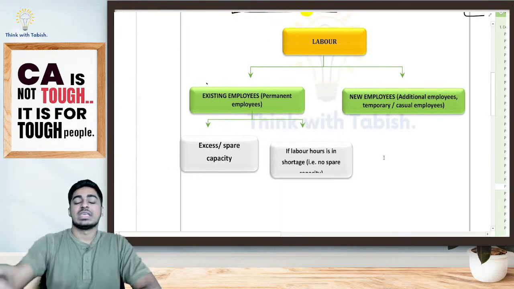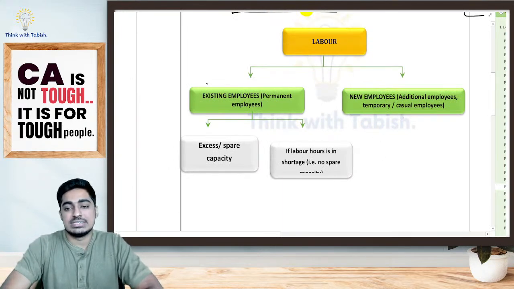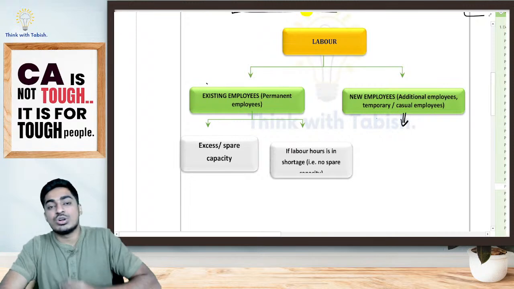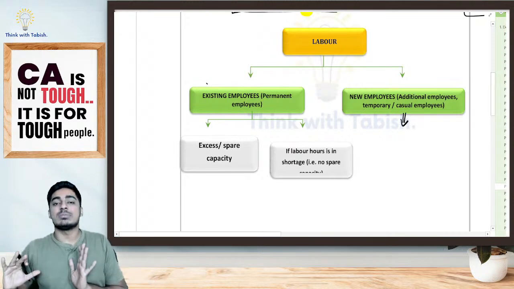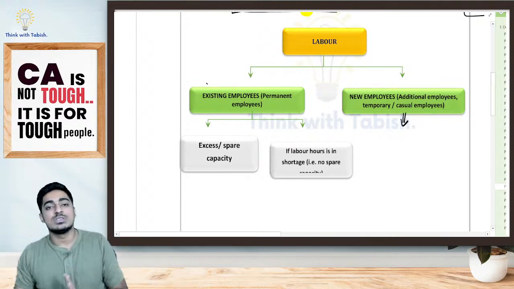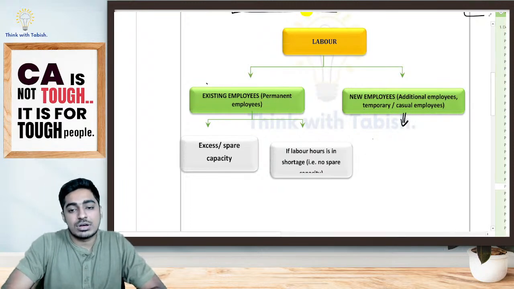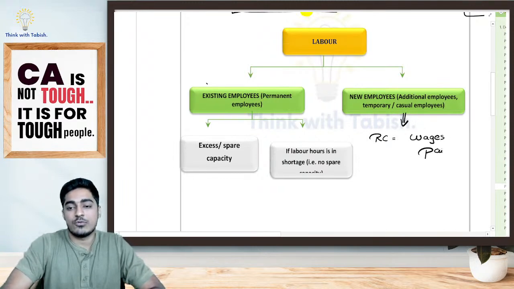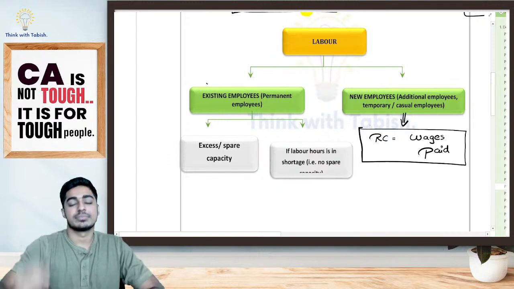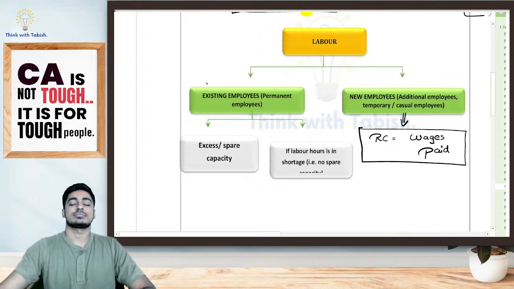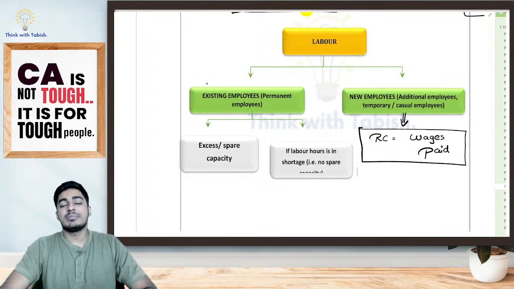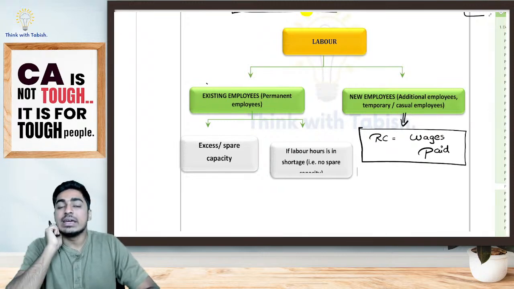Look at this. For labor, if I am getting additional employees on temporary basis, I'm telling, just come for 1 month, after that you can go, I'll give you 10,000 rupees per month. Or any casual employees, then the relevant cost is going to be the wages paid. Whatever is the wages I've paid is going to be relevant. Is it clear? Yes.